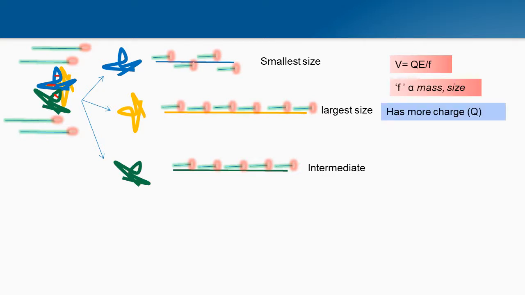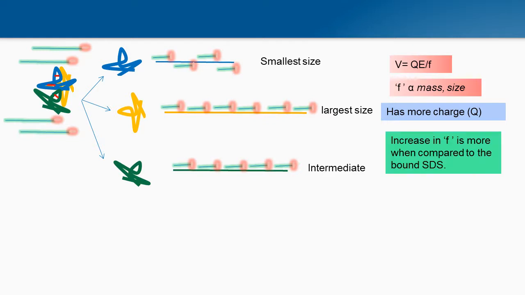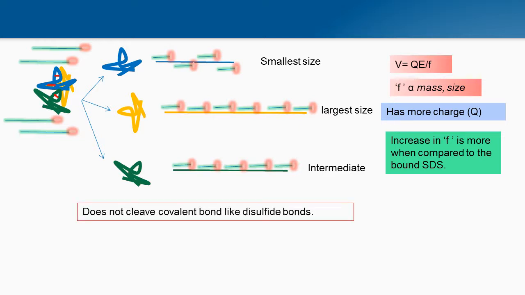Why? Because velocity also depends on frictional coefficient, and frictional coefficient is directly proportional to mass or size. So the increase in frictional coefficient is more when compared to the bound SDS. Therefore, the proteins get separated according to their molecular size. They move according to their molecular size. The smallest polypeptide will move the fastest, followed by the intermediate, followed by the largest. So here the frictional coefficient plays a major role.